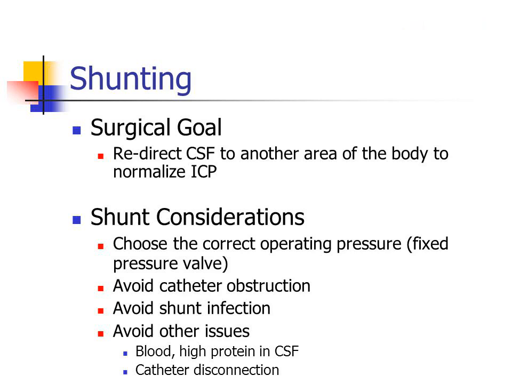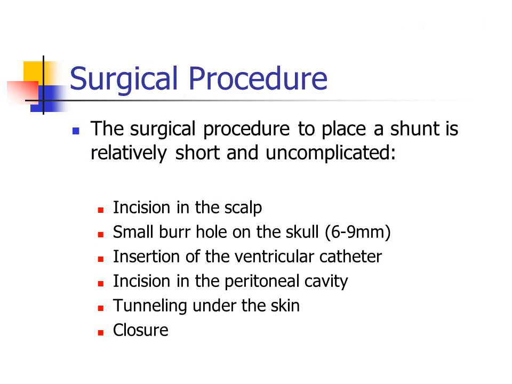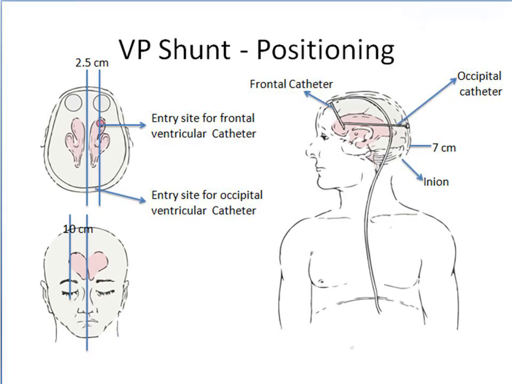Catheter disconnection. Surgical procedure. The surgical procedure to place a shunt is relatively short and uncomplicated. Incision in the scalp. Small burr hole on the skull, 6 to 9 mm. Insertion of the ventricular catheter. Incision in the peritoneal cavity. Tunneling under the skin. Closure.